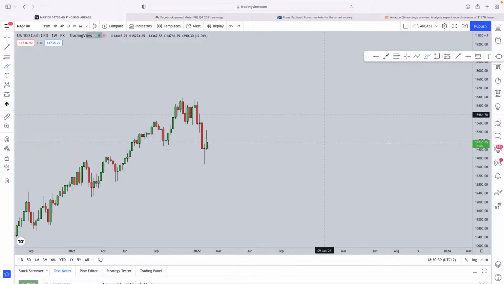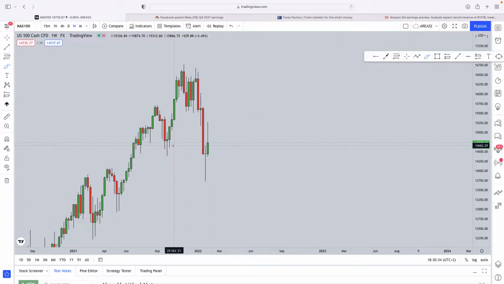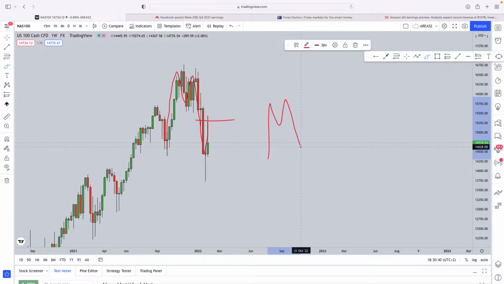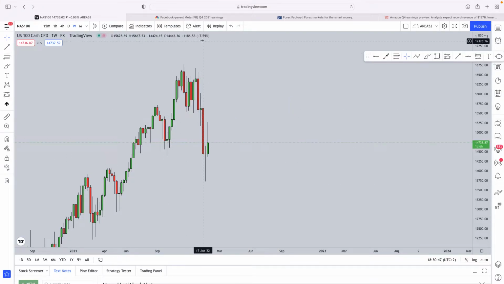Now that we're on the weekly time frame, what do we have? From a weekly perspective, we can see the NASDAQ had printed this formation. After the formation, you expect a pullback to the neckline before the continuation to the downside. That is exactly what the NASDAQ 100 had done. Printed this equal low from a technical perspective.